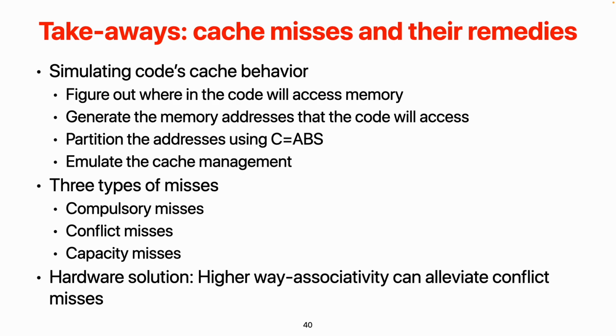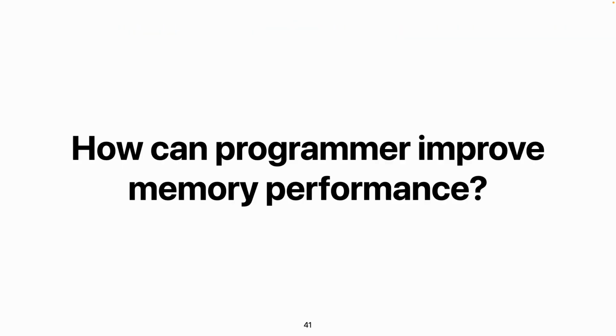But first of all, as a software programmer, we don't want to touch the hardware, right? We don't want to modify the hardware. From a company's perspective, if I need to replace the hardware, I have to spend money, which is something unwanted from the company. So one thing we want to do is to figure out, as a programmer, what we can do to improve the performance of memory.